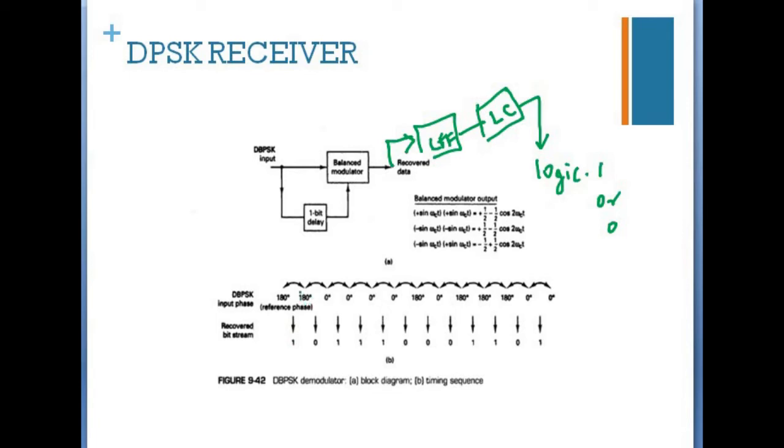Then in the next case there is a reference value and there is an incoming received signal. It is given to the balanced modulator. This is 180 degrees, meaning there is a minus in omega ct, and 0 degrees, plus in omega ct, so we get minus 1 by 2 plus 1 by 2 cos 2 omega ct. It is given to the low pass filter to block the high frequency component to get minus 1 by 2. Then this minus 1 by 2 is given to the level converter to get logical 0.